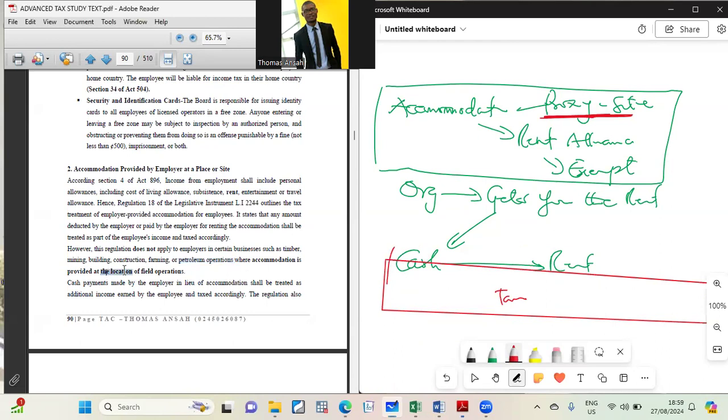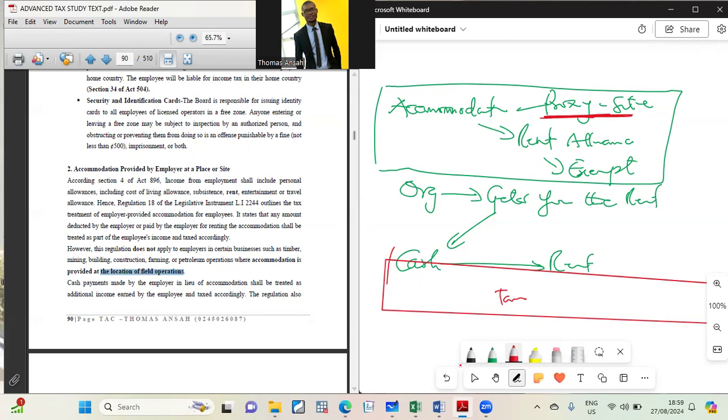So, location of field operations. The accommodation must be proximate to site. Number two, it must be paid by the entity. Not the entity giving you the money, but the entity paying it themselves. But if the entity is rather giving you the money for you to go and pay, please, it is taxable. So take note of that.